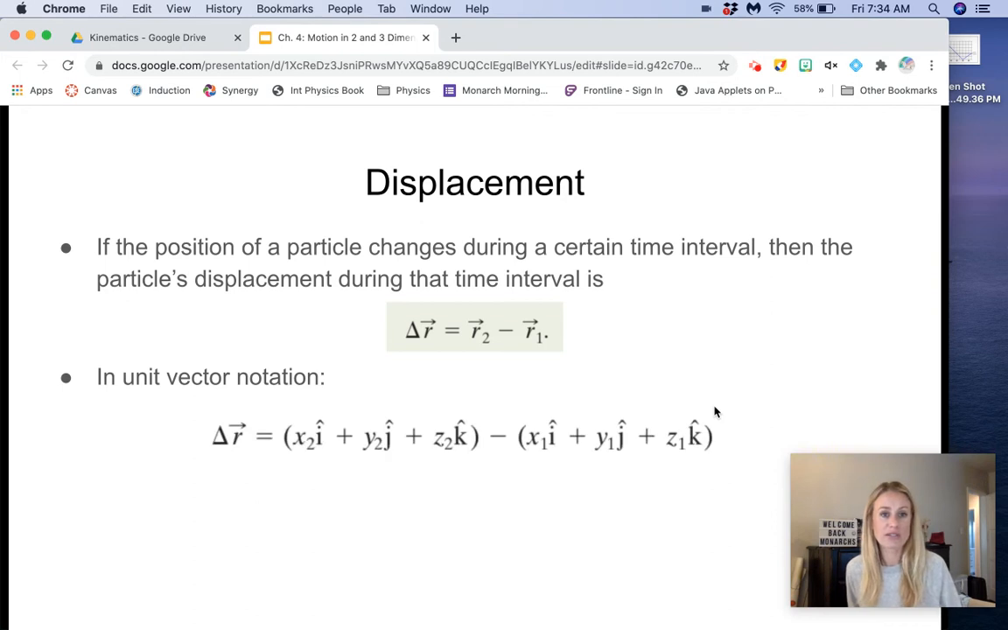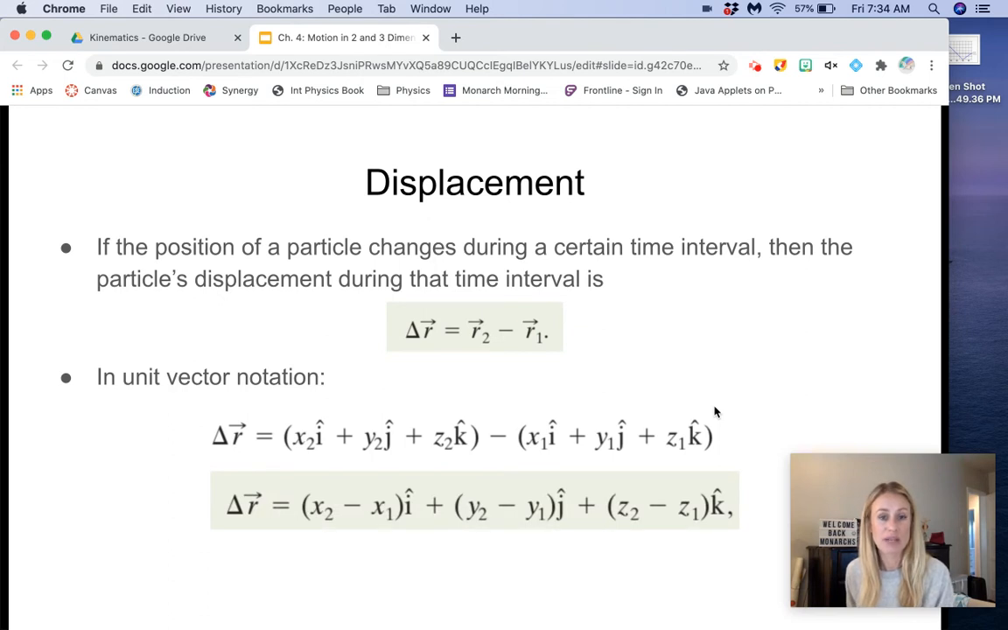So in unit vector notation, this is just the final x position i hat plus the final y position j hat plus the final z position k hat, minus the initial x position i hat plus the initial y position j hat plus the initial z position k hat. And then you can even just rearrange this by grouping the x's together, the y's together, the z's together. This is all the same notation, all right?